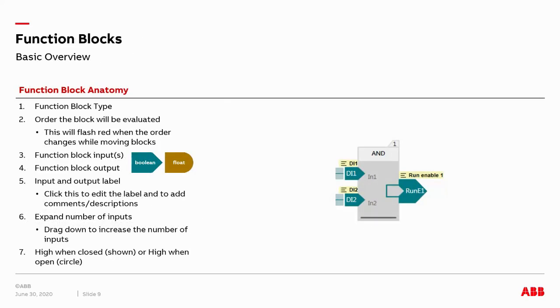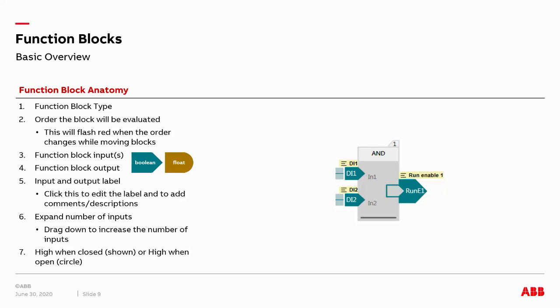Let's go through a basic anatomy of the function block itself. I have 7 different bullet points on the left detailing what the function block is. And then on the right-hand side, I have a basic AND function block with some inputs and some outputs, and we're going to break that all down.